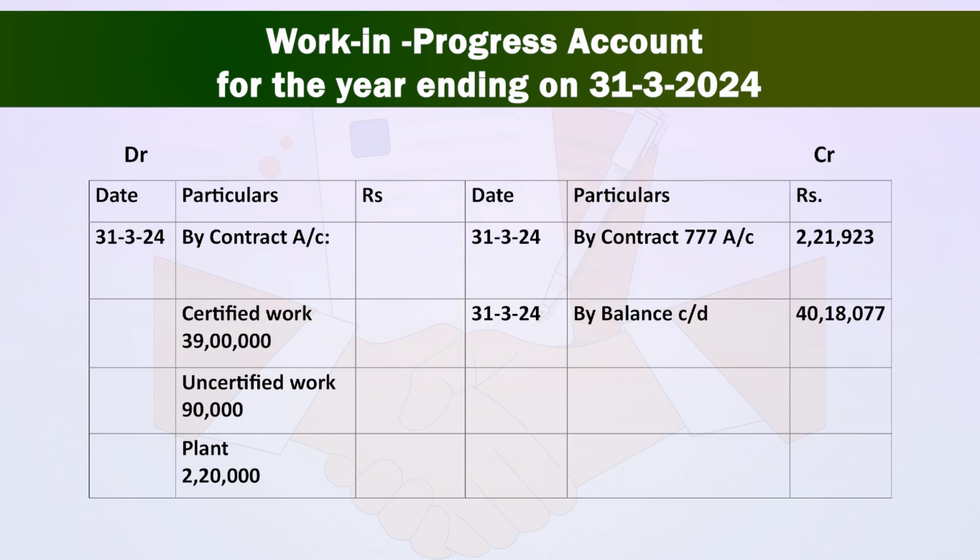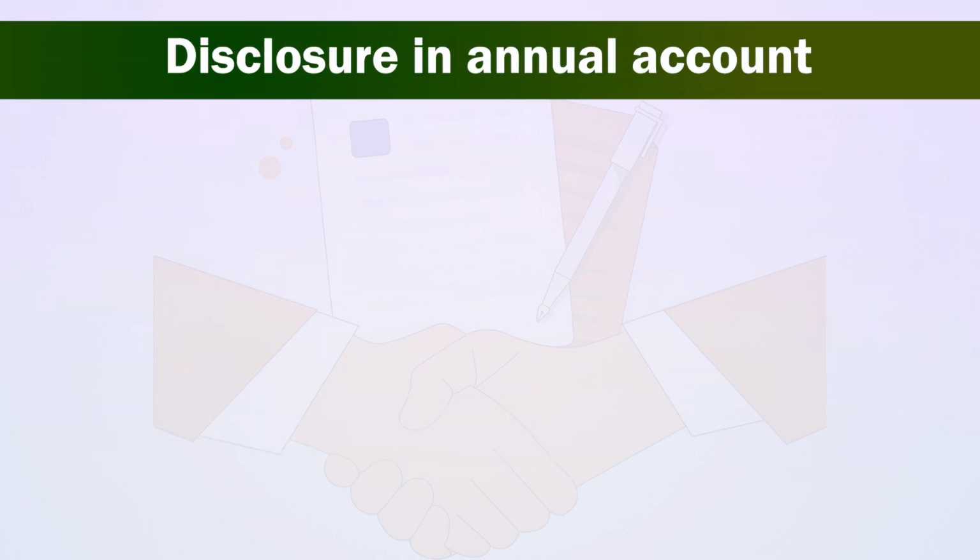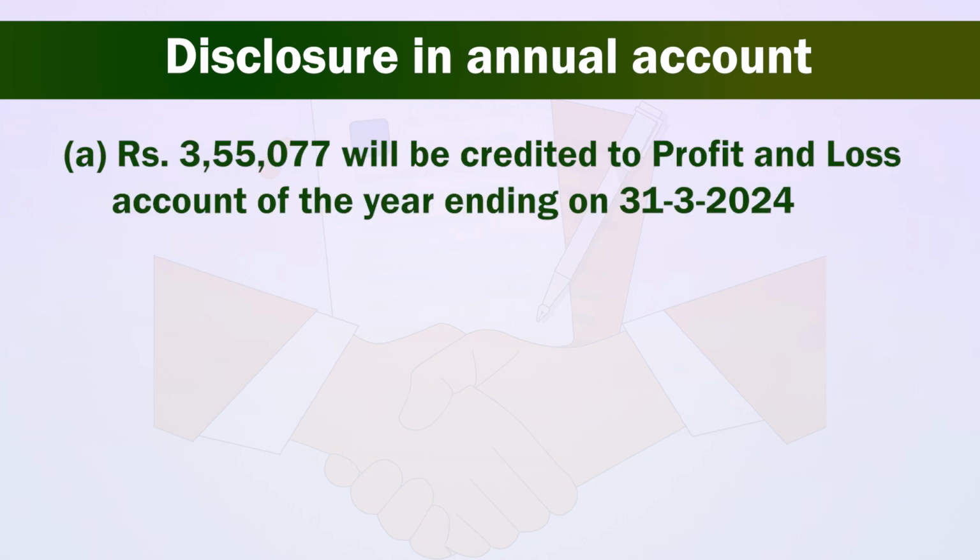And on credit side, on 31st March 2024, by contract account rupees 2,21,923 and closing balance on 31st March 2024 amount is rupees 40,18,077, which we will bring forward to next year on 1st April 2024 as to balance brought down rupees 40,18,077. Let's understand the disclosure in annual account.